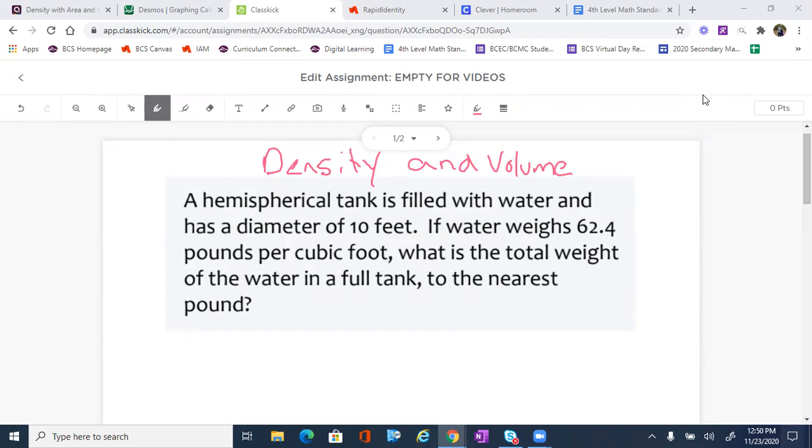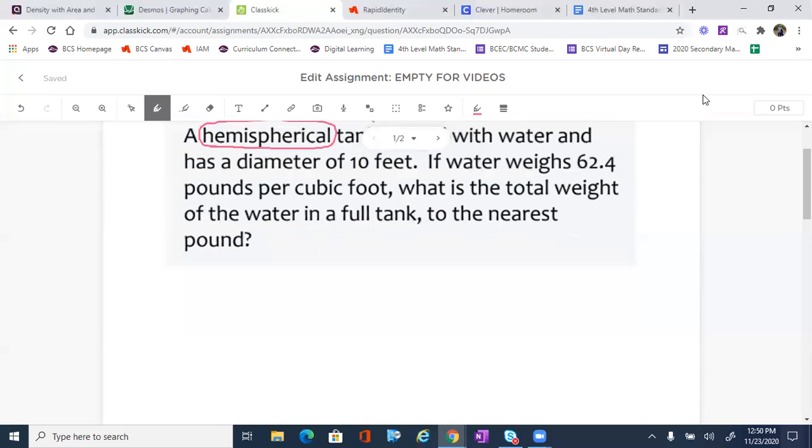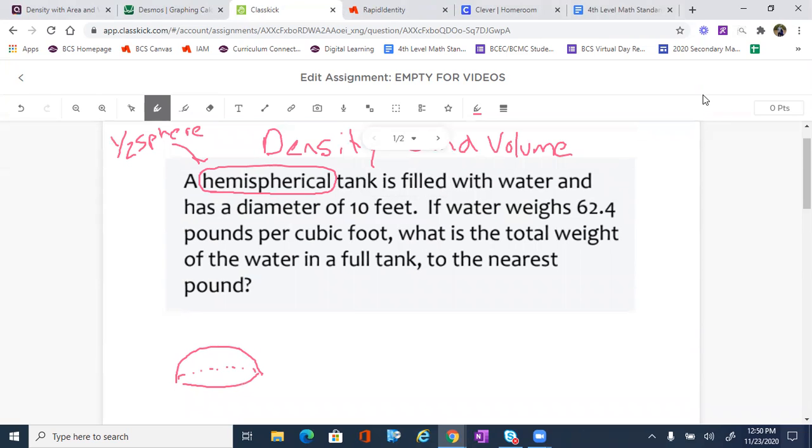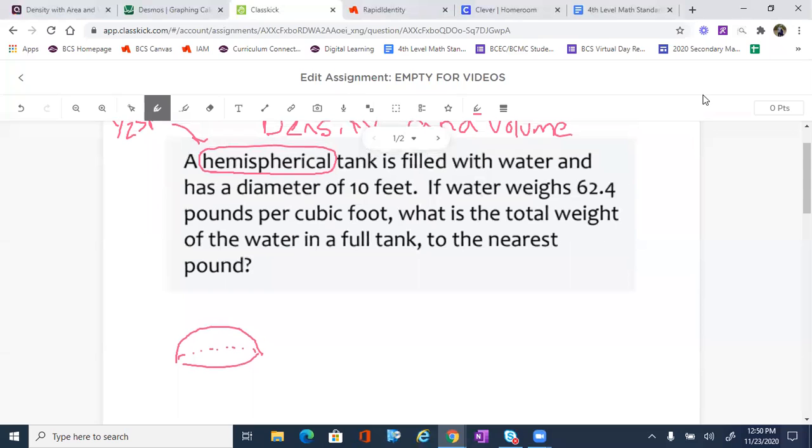So the first thing we want to look at is the shape of this tank. It is hemispherical, which means half of a sphere. So I'm going to draw that piece out. Down here, we've got a hemisphere. It looks something like this. And it also tells us that this hemisphere has a diameter of 10 feet.